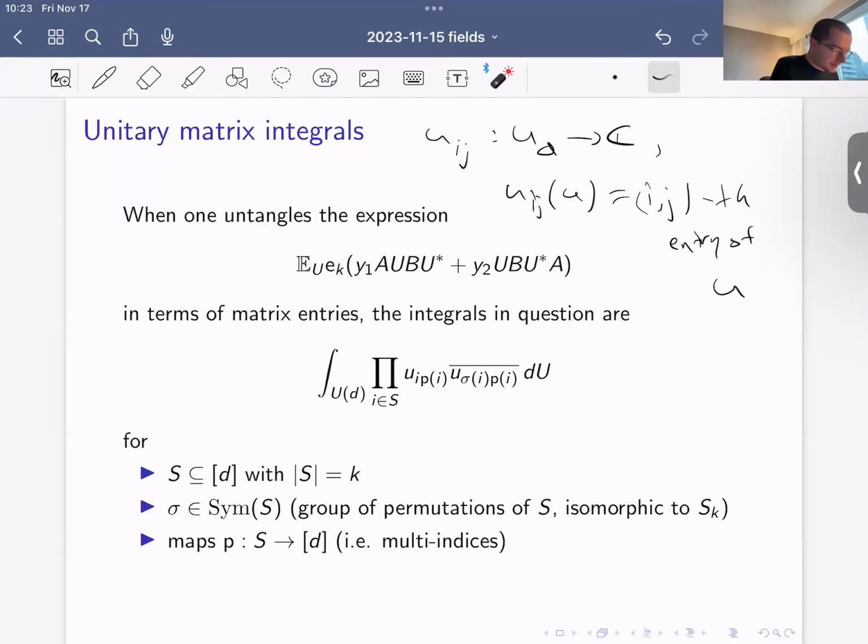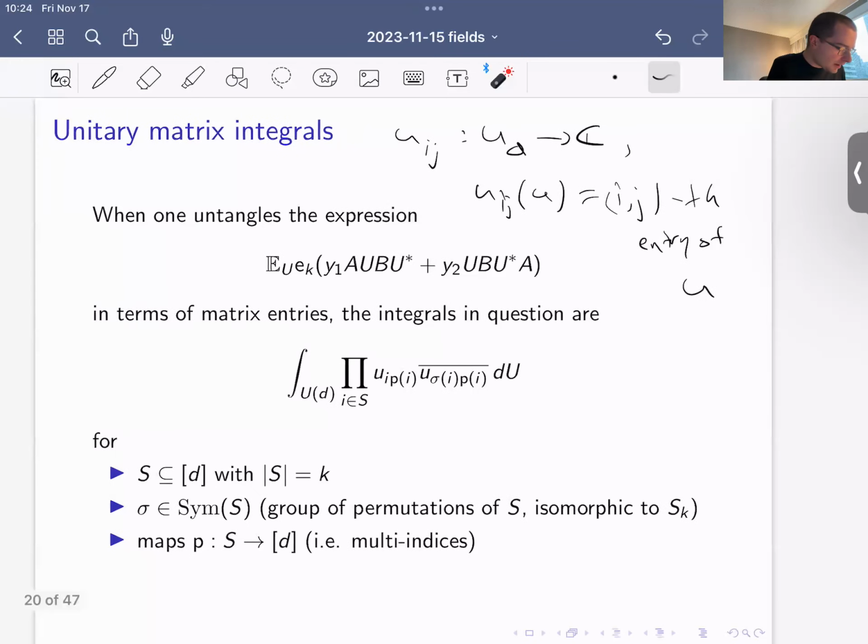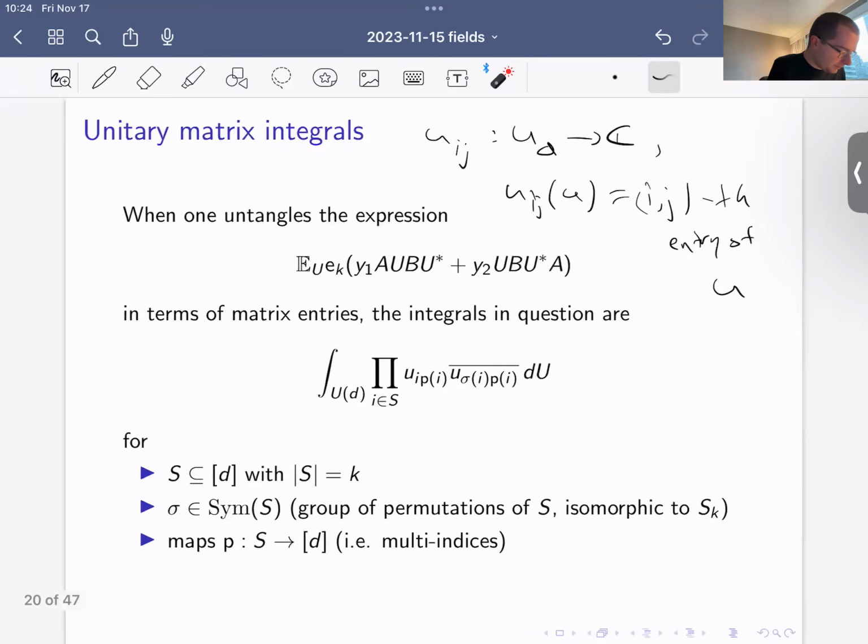And so these are indexed by a bunch of things. There's basically the sums on the outside here that I'm skipping over. These include sums over subsets of 1 through D, and then permutations of these subsets, and then also multi-indices indexed by these subsets. But we can just focus on the matrix part, the integration part, just for the sake of readability.